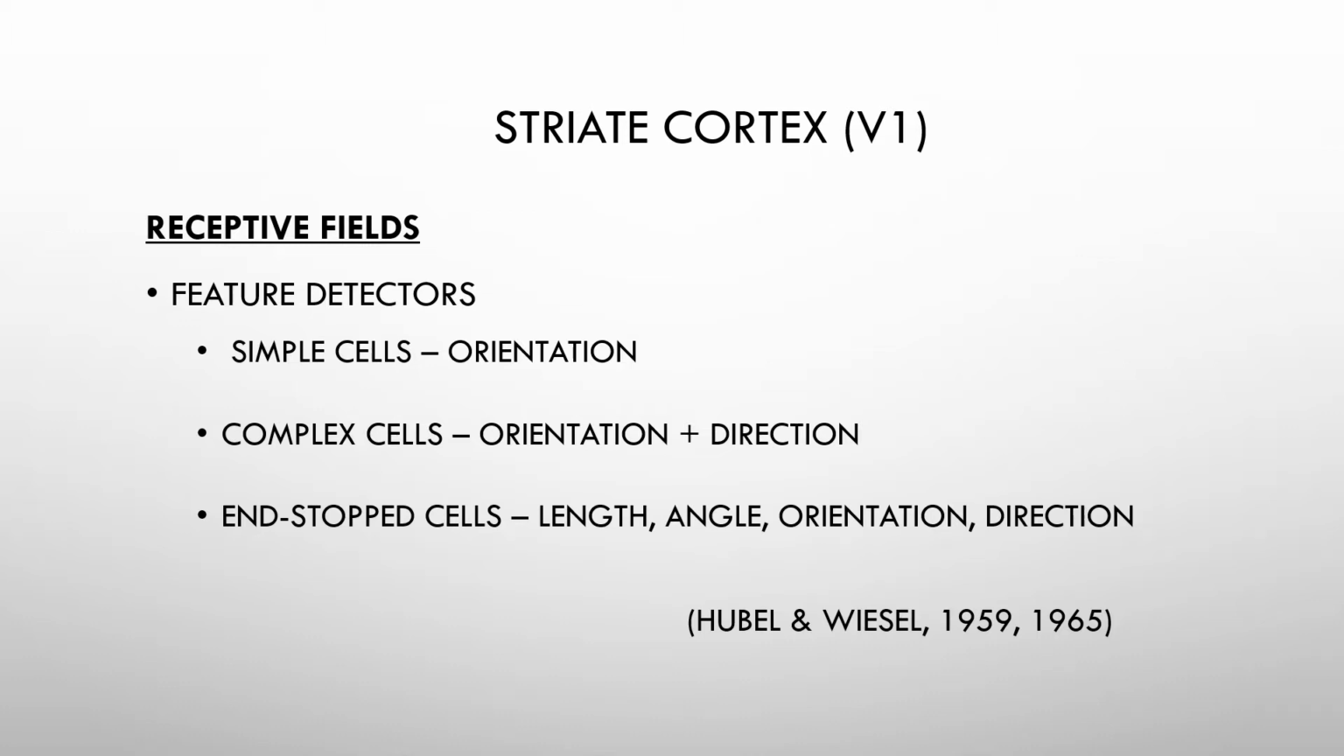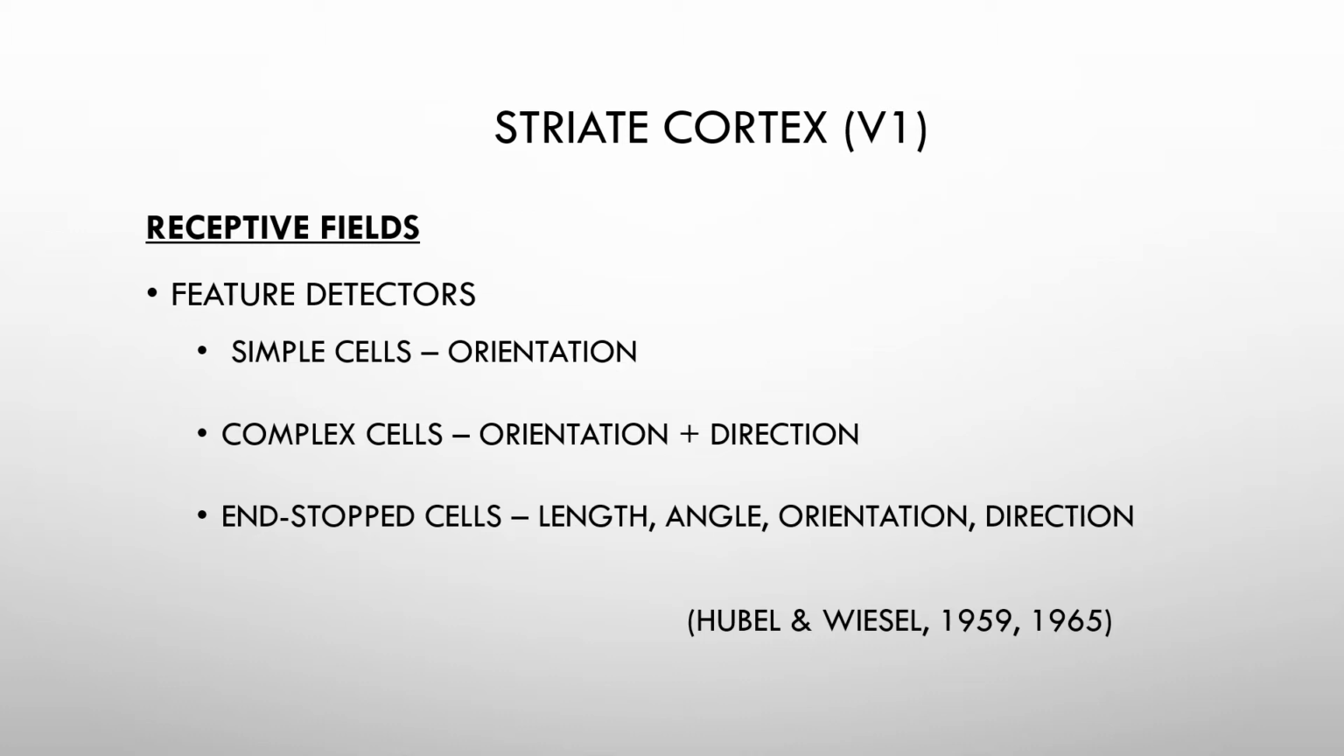This is already how we've done things, but one of the things I notice students get confused a lot is the difference between these receptive fields, so what the neurons are responding to, and the organization or mapping of these different areas. So we have these different feature detectors. We have simple cells, which tell us about orientation, complex cells, which tell us about orientation and direction of movement, and end-stopped cells or hypercomplex cells that tell us about length, angle, orientation, and direction of movement.